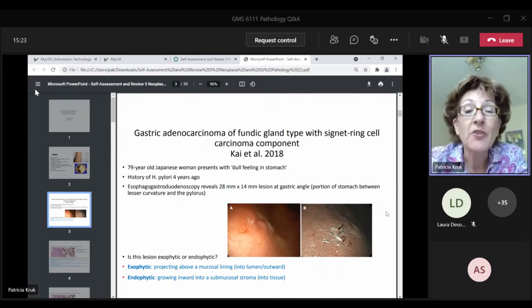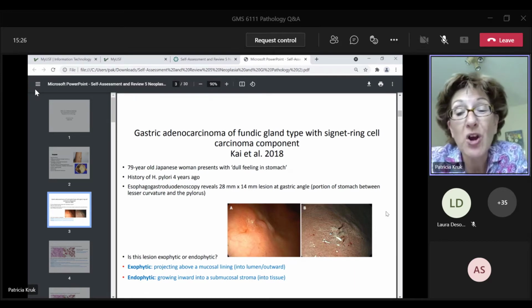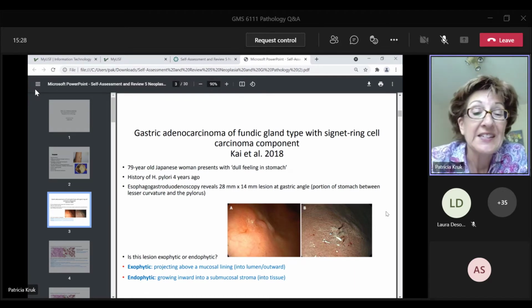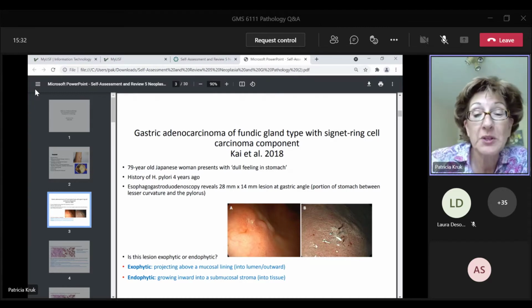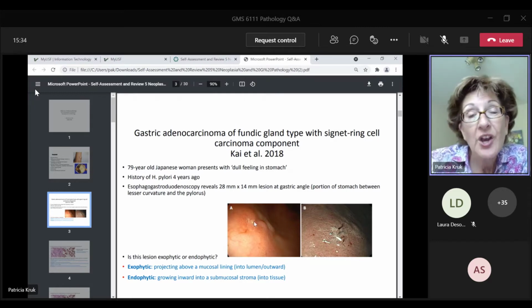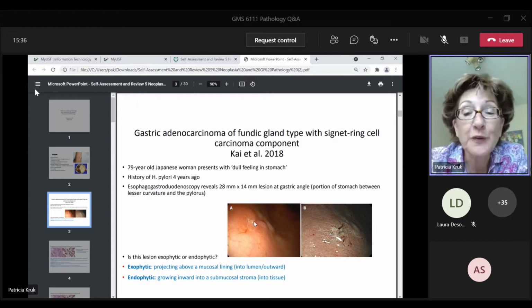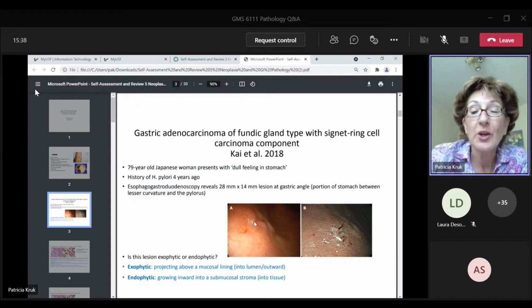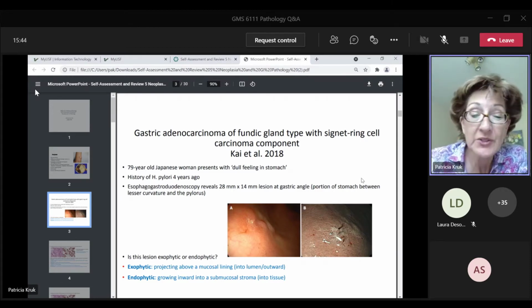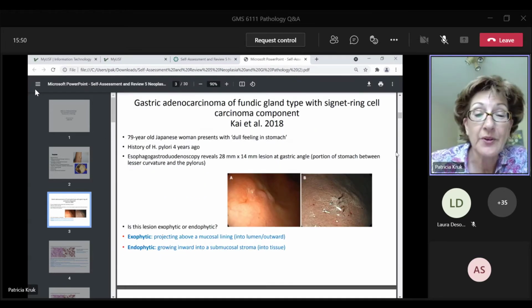Typically, in some of our definitions, how do we describe these kinds of lesions? Is it exophytic or endophytic? This one is going to be an exophytic lesion because it protrudes out from the surface layer. Something that's endophytic would have grown invasively down into the tissue. This is coming out. So we can already say it's an exophytic lesion, but it doesn't really tell us anything about what it is.